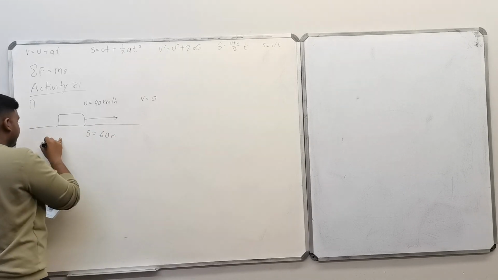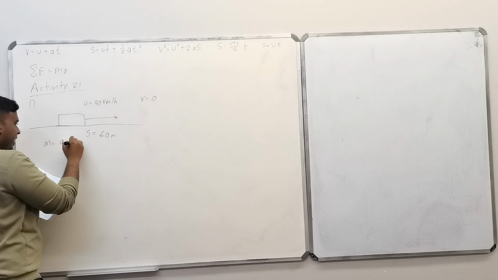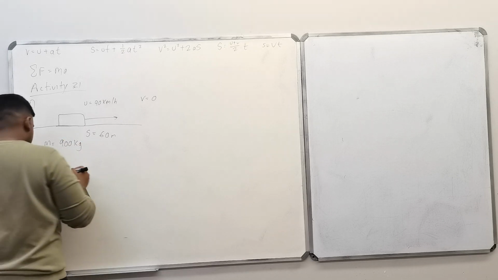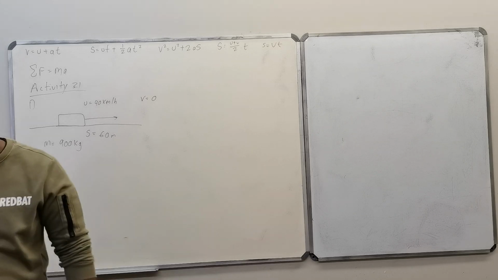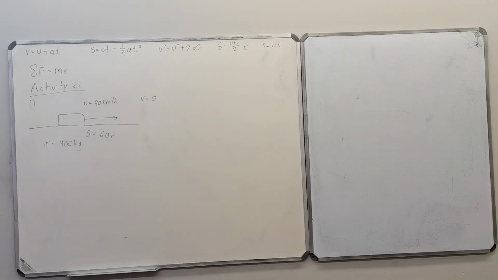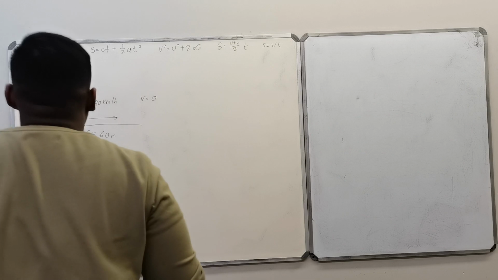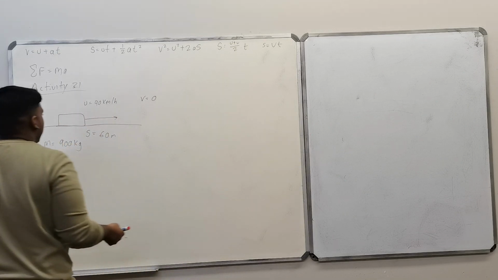The mass of the car is 900 kgs. Calculate the deceleration. So, how would you calculate the deceleration? Using the information given to you, you go look at your formulas and you're going to look at which formula you can use for acceleration.